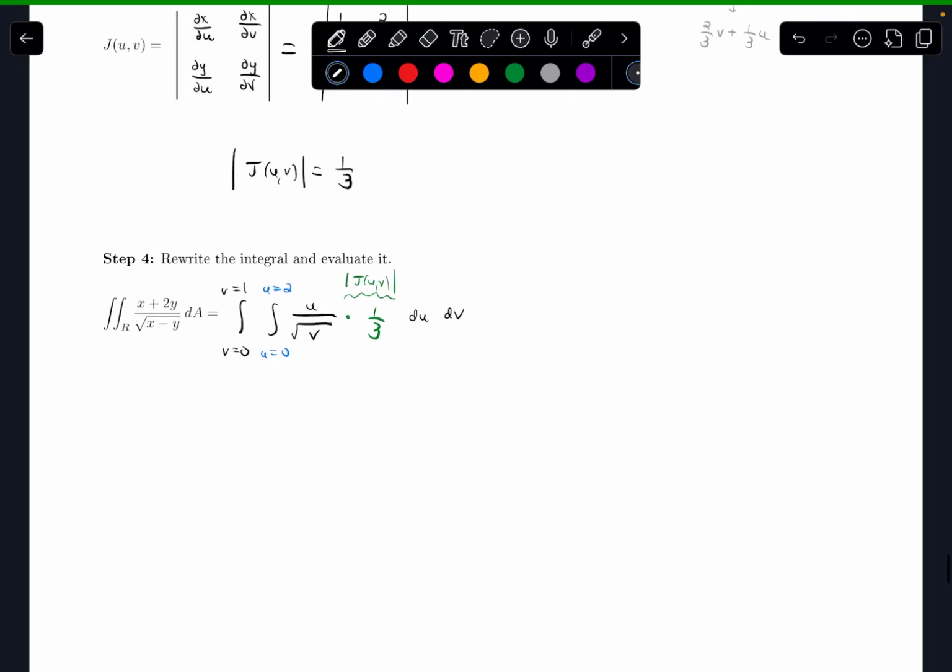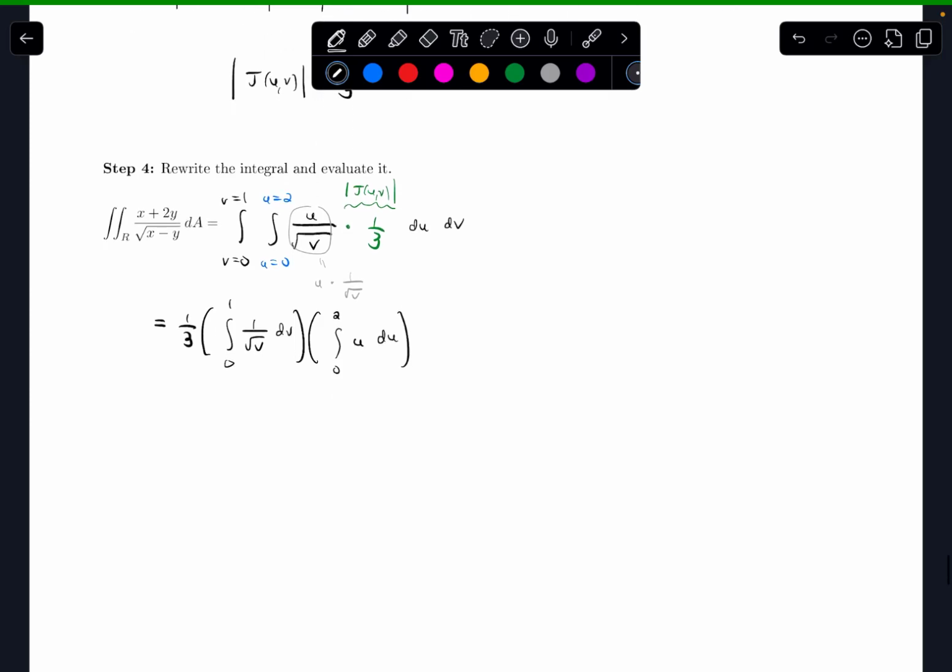Okay, so this 1/3 is just a constant multiplying my function. I can just factor that out to the front. And then the remaining function, I can split up as a product of u times 1/√v. Because you can separate it into a product of something with just u's and something with just v's, and these limits of integration are all constants, I can decouple this integral. I can split it into a product of the integral that just has the v's, which goes from 0 to 1, 1/√v dv, times the integral of just the u portion, that goes from 0 to 2 of u du. Okay, so now we're in business. We're almost there.